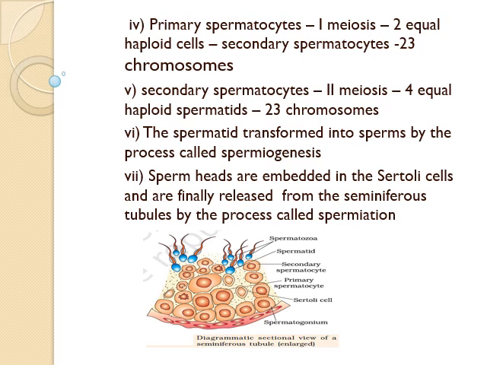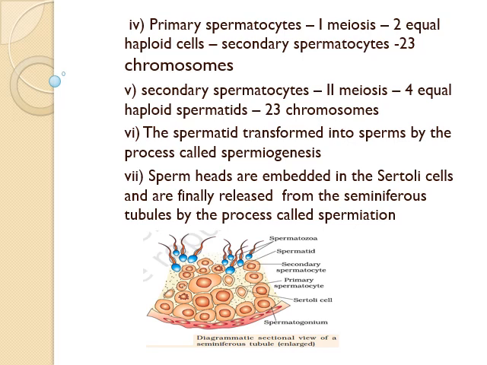The primary spermatocytes undergo first meiotic division, which results in two equal haploid cells called secondary spermatocytes. The number of chromosomes in secondary spermatocytes is 23. Next, the secondary spermatocytes undergo meiosis II to produce 4 equal haploid spermatids. Each spermatid has only 23 chromosomes. These spermatids are transformed into sperms. That process is called spermiogenesis. Here, each sperm also has only 23 chromosomes.